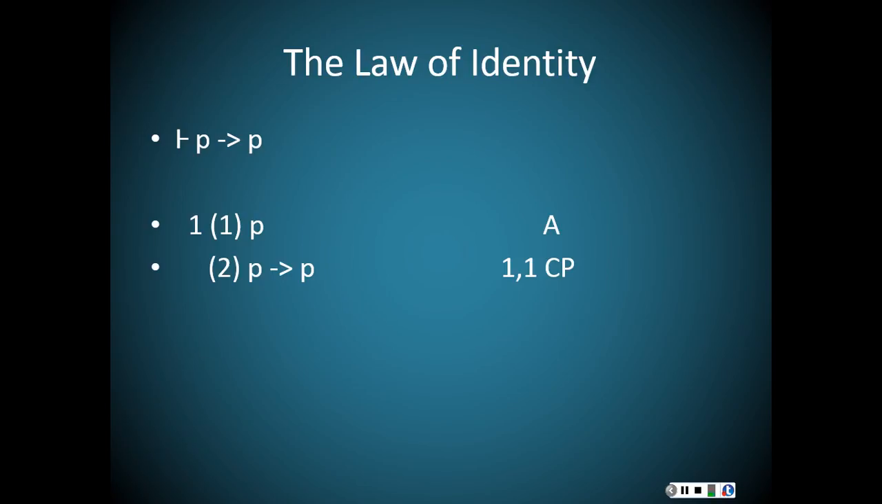Okay, so we see here that we can prove the sentence if P, then P, without making use of any premises. Because we can prove the sentence if P, then P, without making use of any premises, we regard that sentence as a theorem of our system. And this particular theorem is a somewhat famous theorem of classical logic. And because it is famous, it has been given a name. The name that's been given to it is the law of identity.